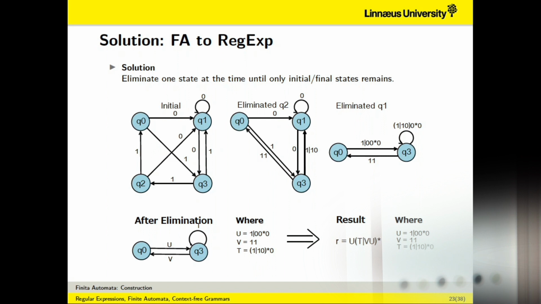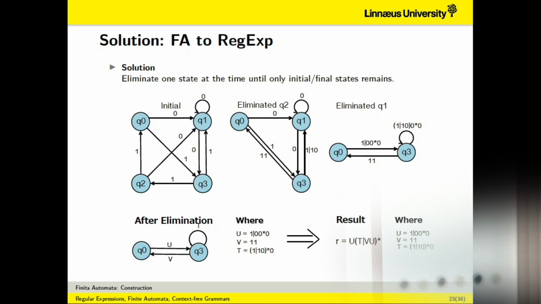I already have an edge from Q3 to Q1, 1, and to keep this connection I will add this 1, 0, because if I have to use this path to go from Q3 to Q1, I have to start with the 1 and then followed by the 0. So with this path I have added an alternative symbol 1, 0. You understand? So I have now removed this state, but I still have this state left.